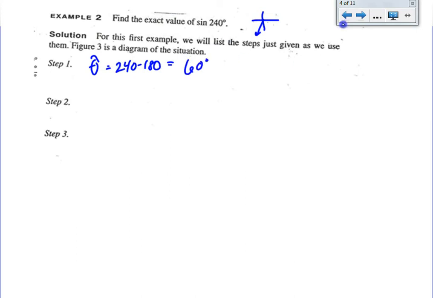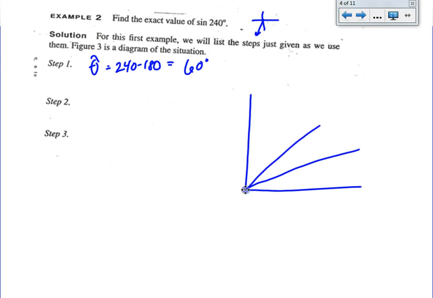So if you look at your unit circle, and I really don't need the whole unit circle, I just need the first quadrant. So I'm going to kind of sketch one here for us. Oh, that is really unattractive. Alright, so let's say this is 30 degrees, and this is 45 degrees, and this is 60 degrees.